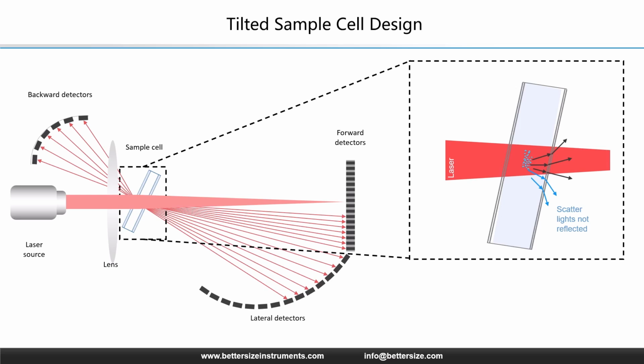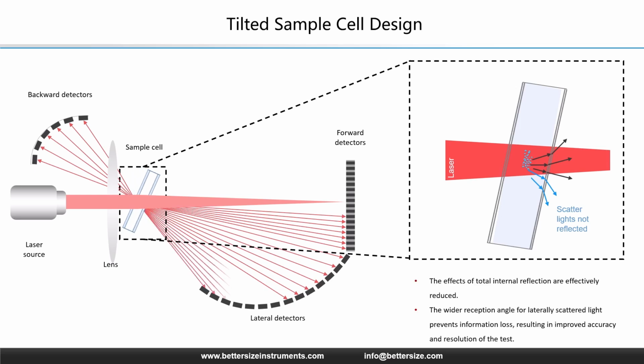By tilting the cuvette, we shift the angle of the glass wall relative to the scattered light. Now, look at the blue beams on the zoomed-in cell. Because of the tilt, they no longer hit the critical angle. Instead of reflecting back, they pass straight through the glass to the lateral detectors. This geometric change eliminates signal loss, ensuring that every particle can be accurately detected.